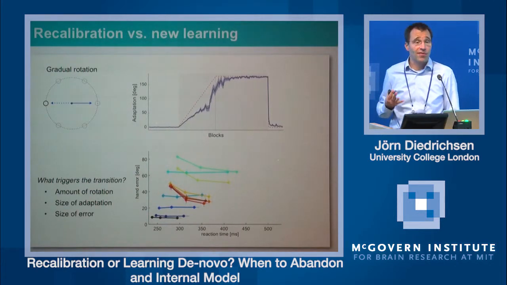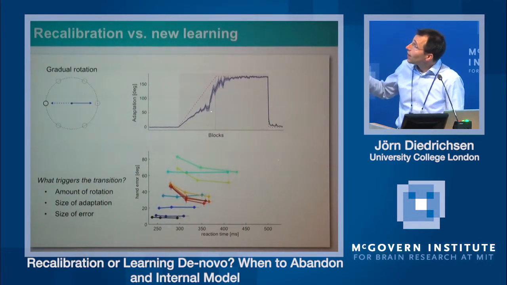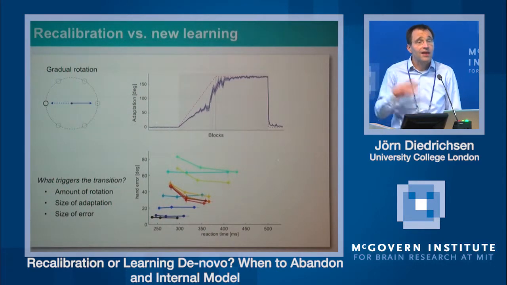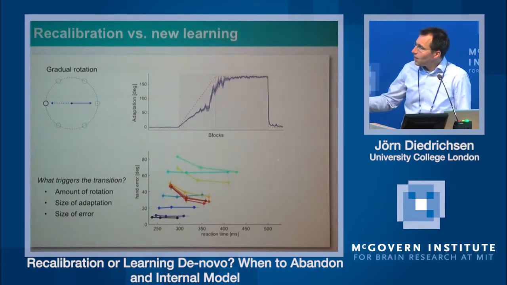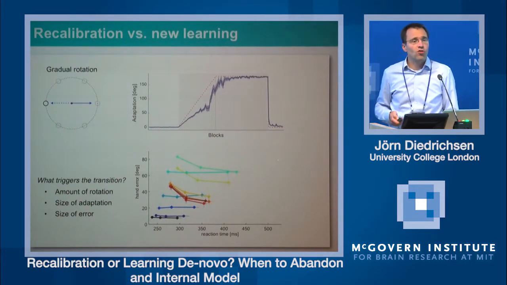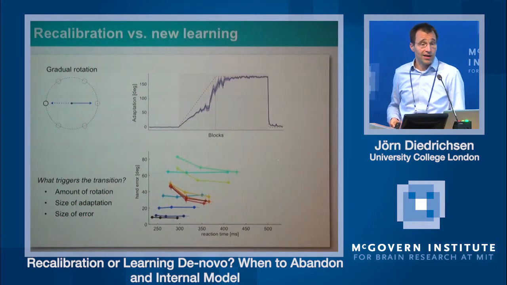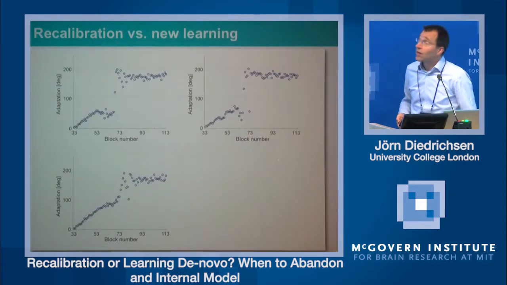Finally, it might be the size of the error that the subject sees on the screen, meaning when it hits 90-degree error on the screen, it might be that then the system switches. So in this case, people who adapt very slowly should also switch earlier because they see earlier a larger error. And so this is actually what we saw.